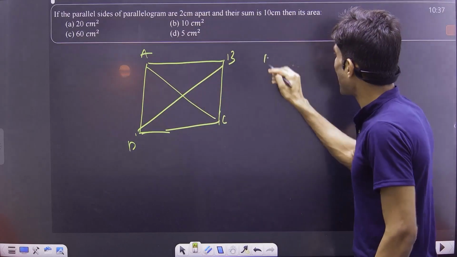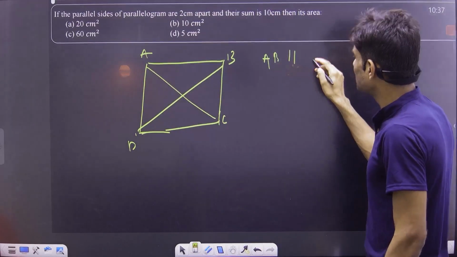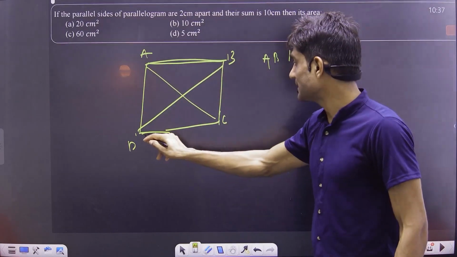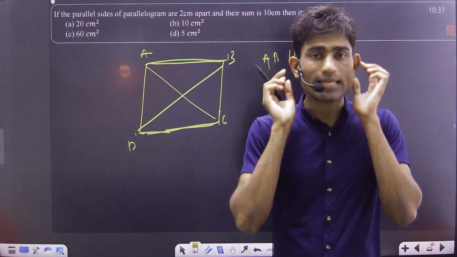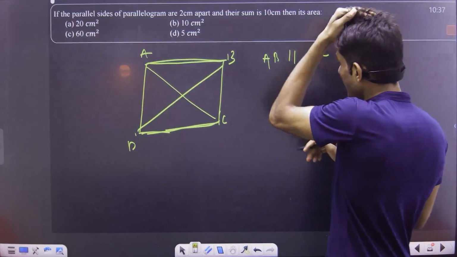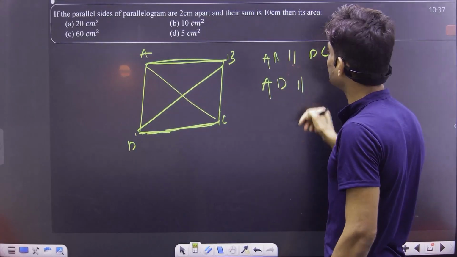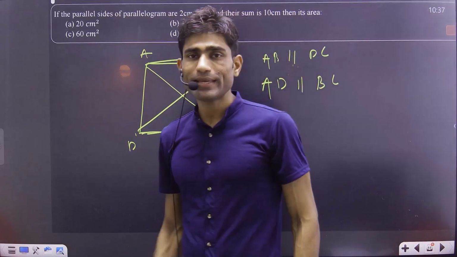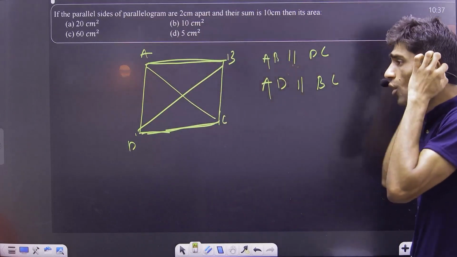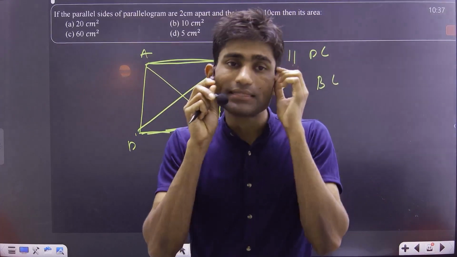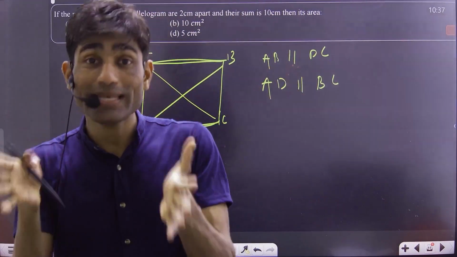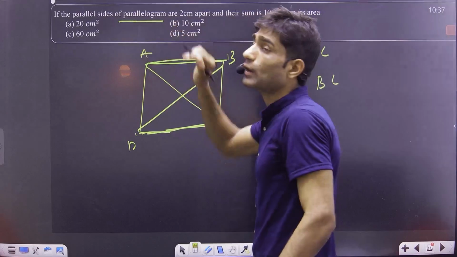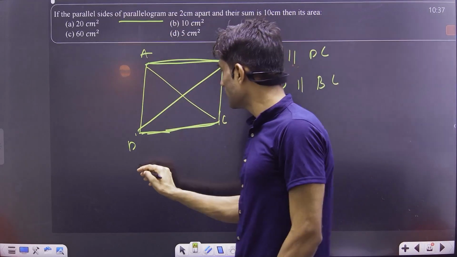So we have parallel side AB parallel to line segment DC. And another, we have line segment AD, which is parallel to line segment BC. These two conditions we have here. And if we have two line segments that are parallel, then we consider them equal in measure, in the case of a parallelogram only.